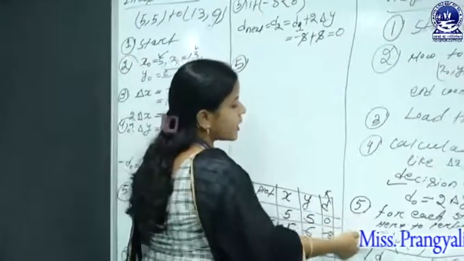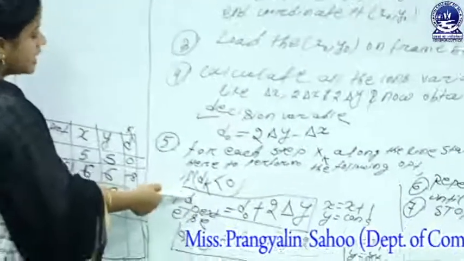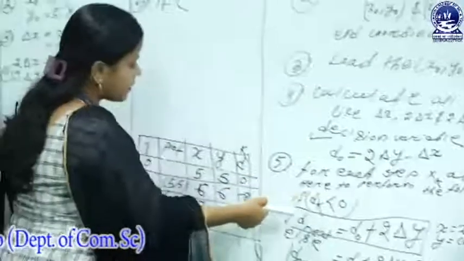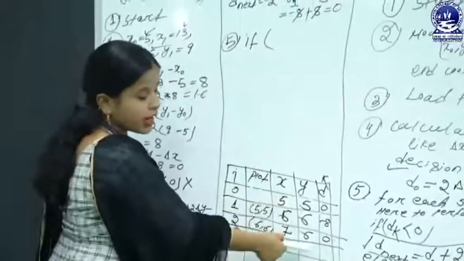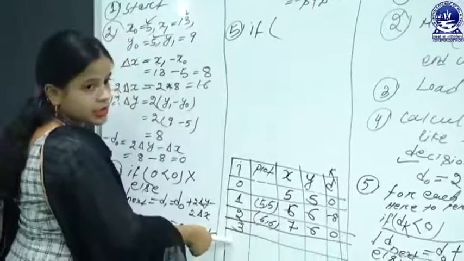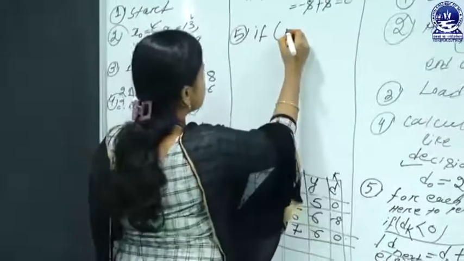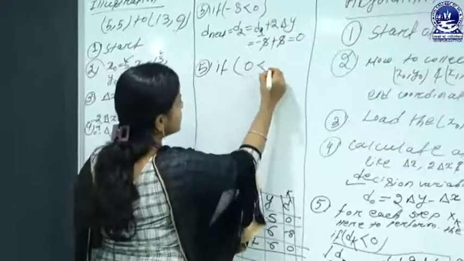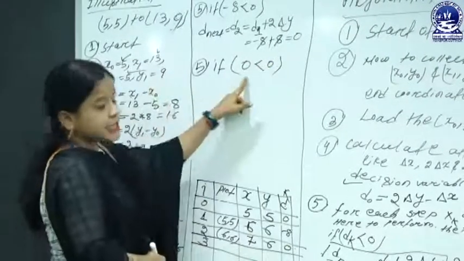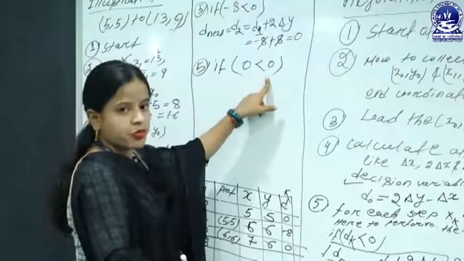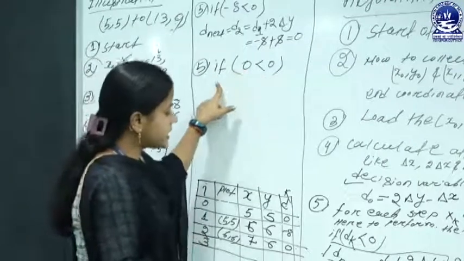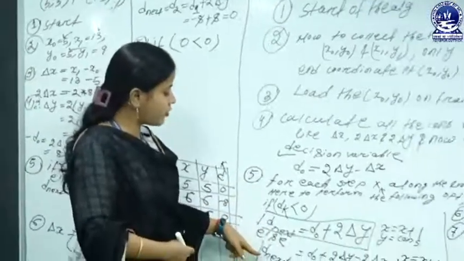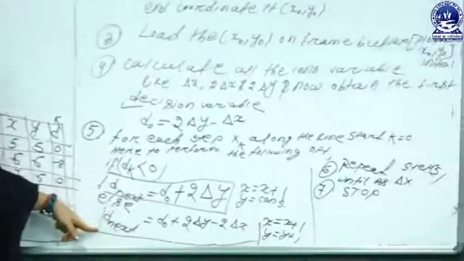In case of step 5, it provides one constraint. Here you have to check if dk, that means the previous decision variable value at counter value 3, that's 0, is less than 0. 0 is less than 0? No, the condition is false. So now the else block is executed. That means for finding the next decision variable value, we have to execute the else condition.